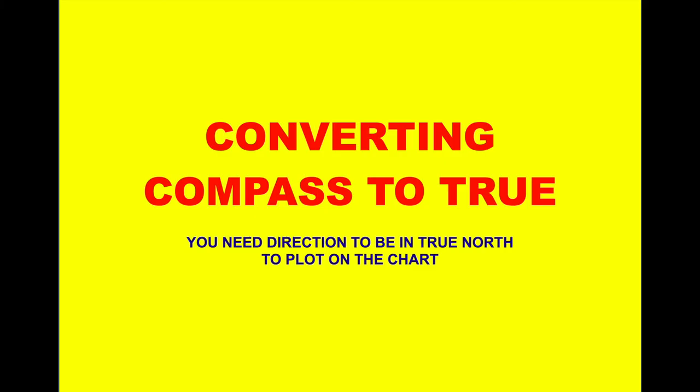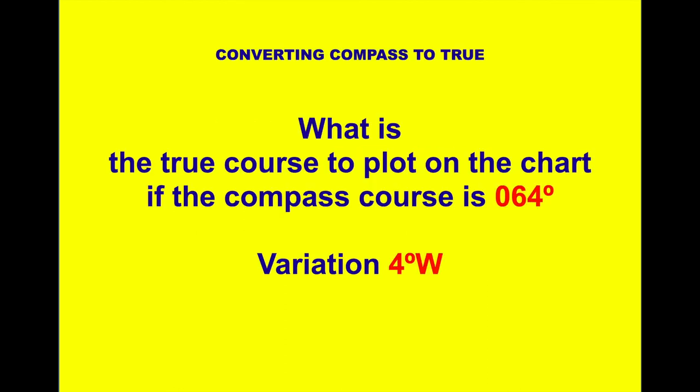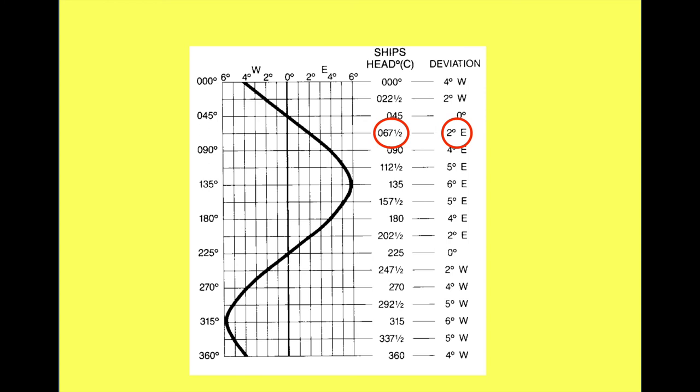Converting compass to true. You need direction to be in true north to plot on the chart. So what is the true course to plot on the chart if the compass course is 64? So we've taken our compass course of 64. We want to plot that on the chart. We have variation of 4 degrees west. First of all, we need to find out what the deviation is. So we find the deviation from the deviation card in the RWA training almanac. The closest is 67.5, and our deviation is 2 degrees east.